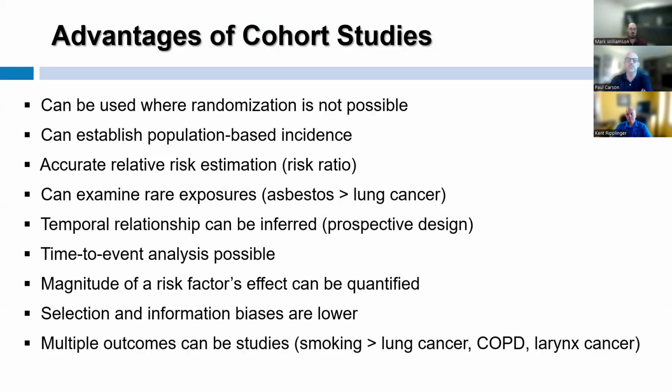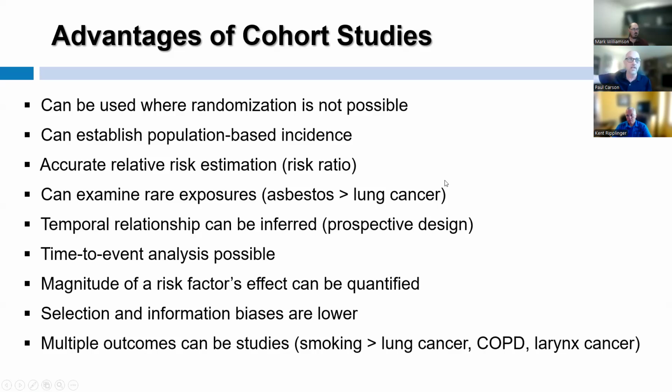So the advantages of these cohort studies are that they can be done where randomization is not possible, particularly like with harm studies. They can establish a population-based incidence. They can help us calculate relative risk or risk ratios. They can examine rare exposures, for example, like asbestos exposure to lung cancer.